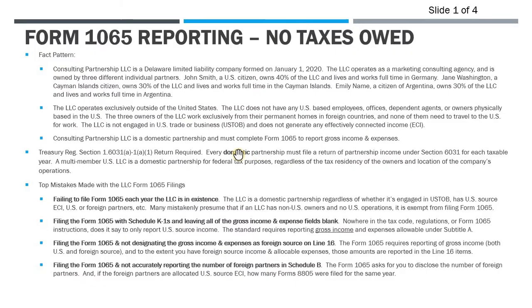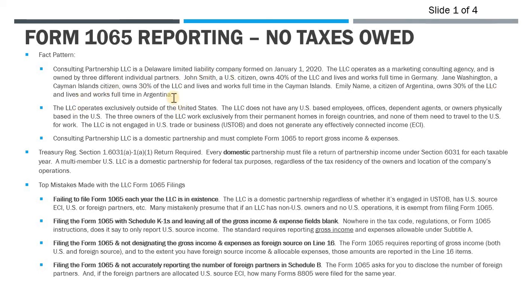Okay, so if we go back to the slides here, this is the fact pattern we were working with in the previous video. We have Consulting Partnership LLC, a Delaware entity. The LLC is a marketing consulting agency, and it's owned by 3 individuals. We've got John, he's a U.S. citizen, but he lives and works full-time in Germany, right? So John's an expat. Jane Washington is a Cayman Islands citizen, and she lives and works full-time from the Caymans. And then we have Emily, a citizen of Argentina, who lives and works full-time from Argentina.